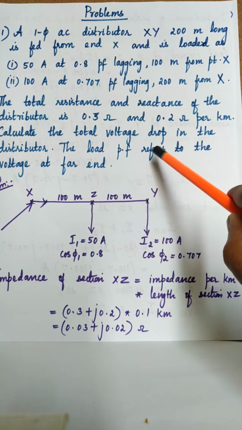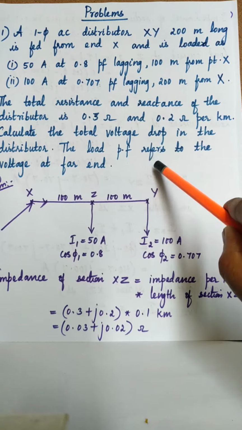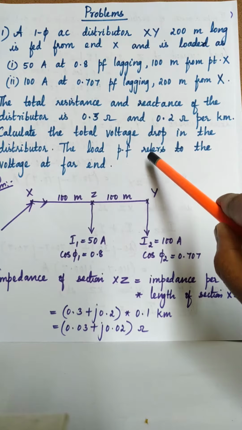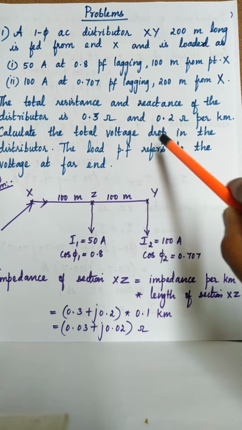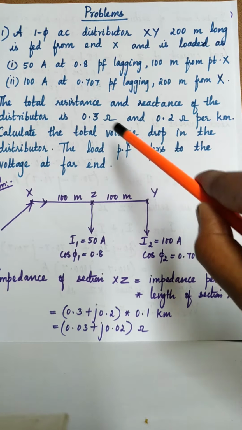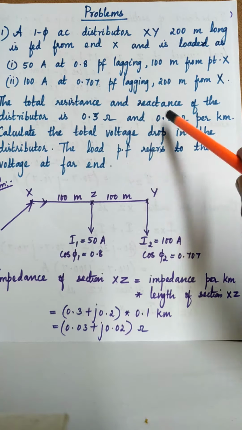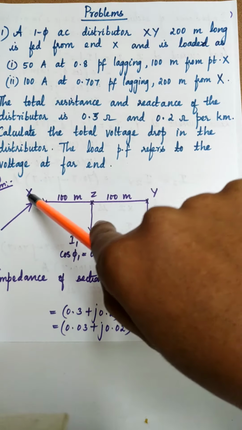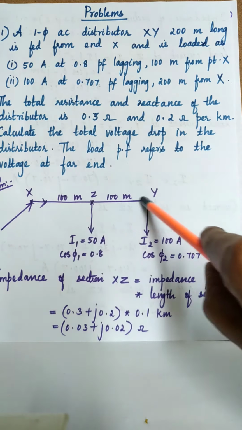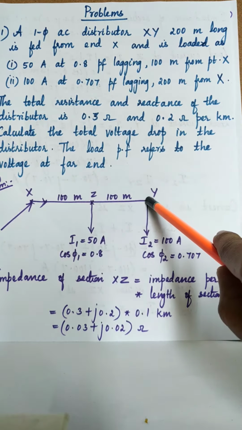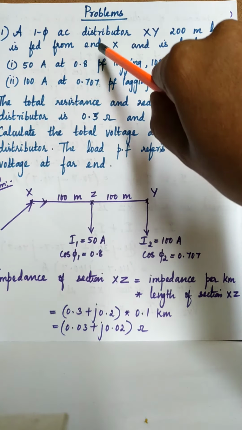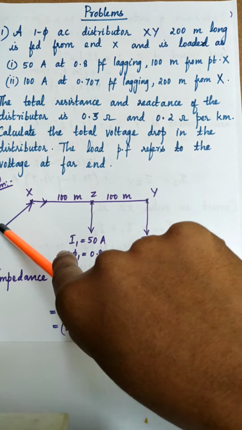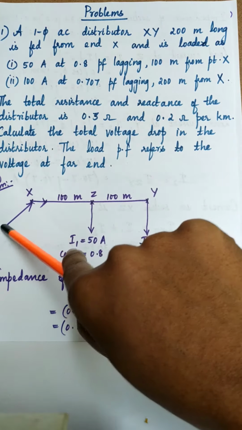So in the previous lecture we have seen the derivation for calculating the voltage drop in a distributor, provided the power factor at the loading points is referred to the receiving end voltage. So for the given distributor we are drawing the diagram. A distributor XY, 200 meter long, is drawn, and it is fed from end X. So this is the sending end, the feeding end.